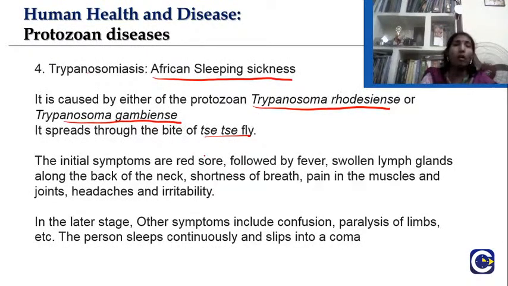So the bite of the tsetse fly, which is a carrier of Trypanosoma gambiense, brings about African sleeping sickness. Initially the person will develop fever, lymph node enlargement, and shortness of breath. Slowly the neurological symptoms come in and they go into a long duration of sleep, which we call coma, and then they die. This is with African sleeping sickness. Are you able to follow, everybody?